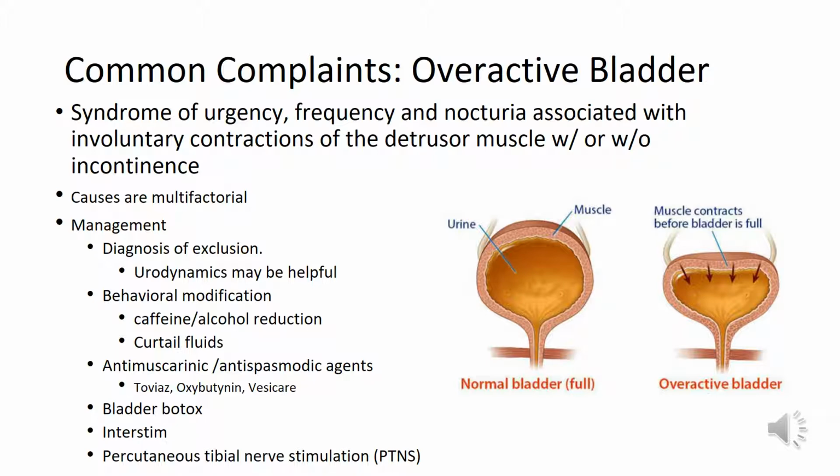Antimuscarinic agents and antispasmodic agents are commonly prescribed medications to treat OAB. Antimuscarinic agents help block the parasympathetic stimulation of the detrusor muscle by blocking acetylcholine. Antispasmodic agents help to relax the smooth muscle of the urinary bladder. More invasive treatments for OAB from a urologist might include bladder Botox, InterStim, and PTNS.